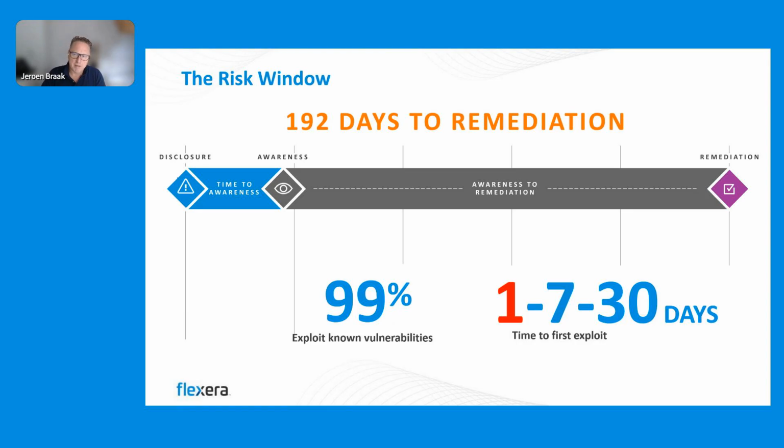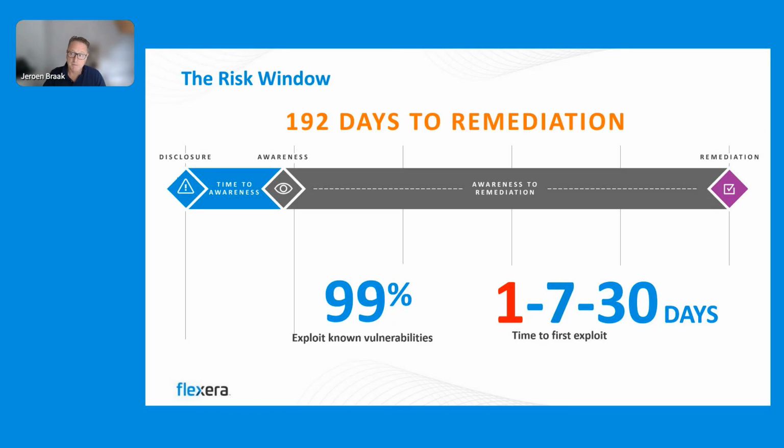The disclosure is something that happens with the vulnerability tools, the researchers, the vendors that will have to disclose a vulnerability. And the time to awareness is the time that you figure out, okay, is there a vulnerability that could affect my environment? And if so, then we need to do something, and that's called the time to awareness. And then, okay, what are we going to do about it? So we need to find a patch, we need to test the patch, deploy the patch. That's called the awareness to remediation.